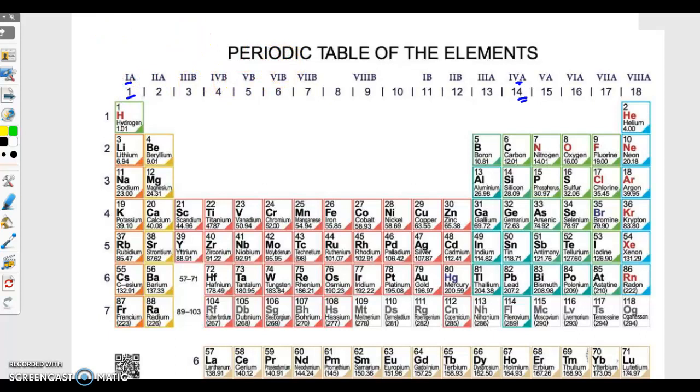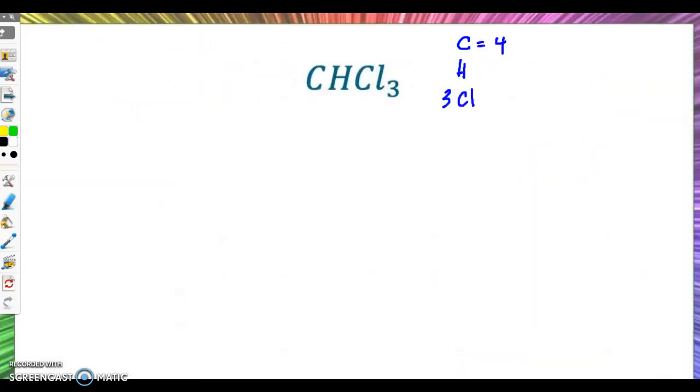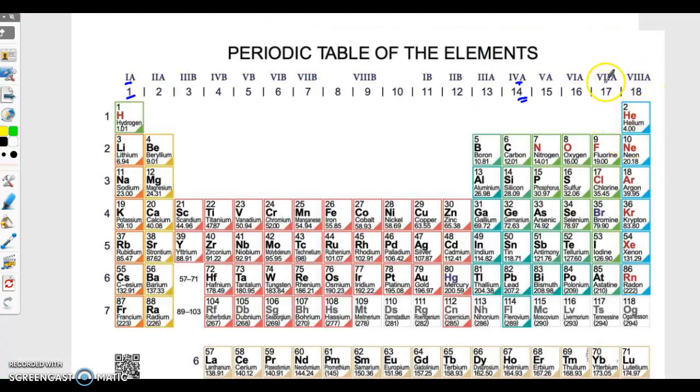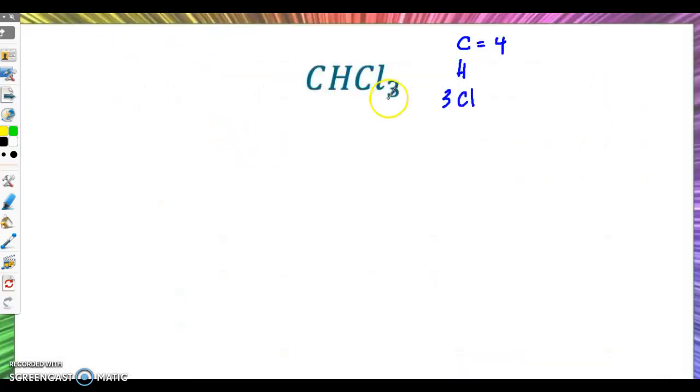And then, was it chlorine? Yeah, chlorine brings 7. Okay, so that's where I'm getting those numbers in terms of how many valence electrons each of those atoms has. So hydrogen has 1. And then chlorine has 7, but I have 3 of them. So I've got 21 electrons contributed by chlorine. 1 from hydrogen is 22, plus another 4 from carbon is 26 valence electrons.